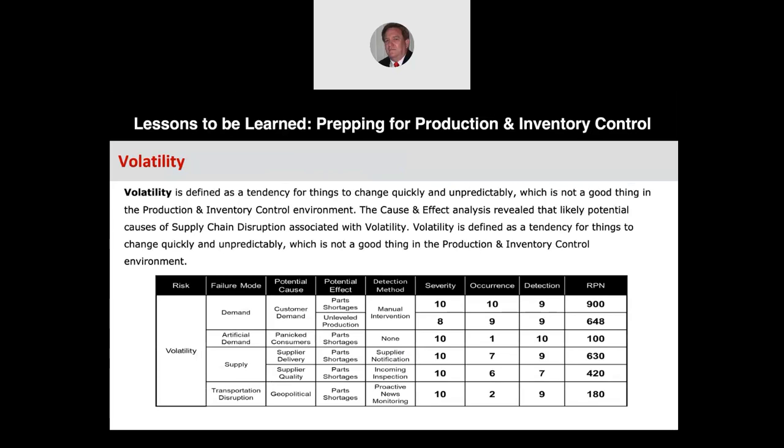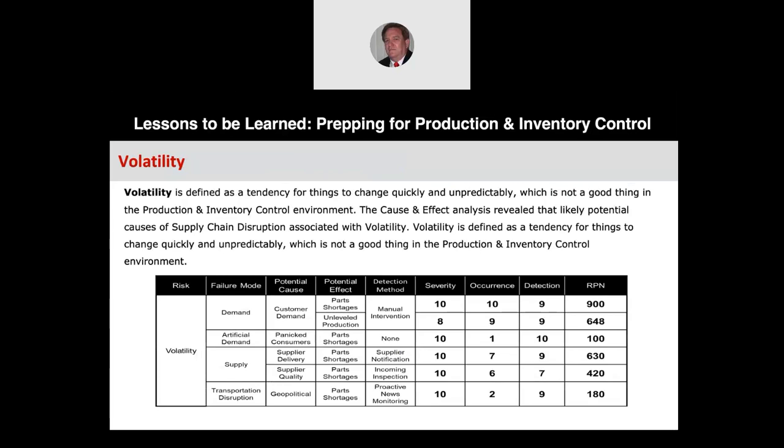So let's look at volatility. Volatility is defined as a tendency for things to change quickly and unpredictably. Within production inventory control, when things change quickly and unpredictably, it's difficult because you don't have time to react. If you have to reschedule production or worry about purchasing items, you don't have much time to react. I did a cause and effect analysis on the potential supply chain disruption associated with volatility.